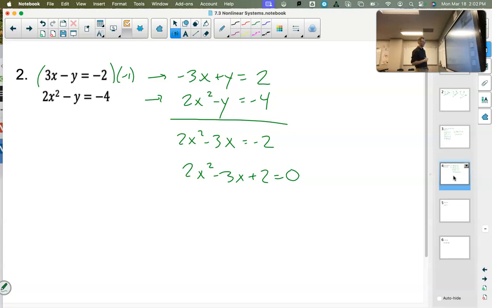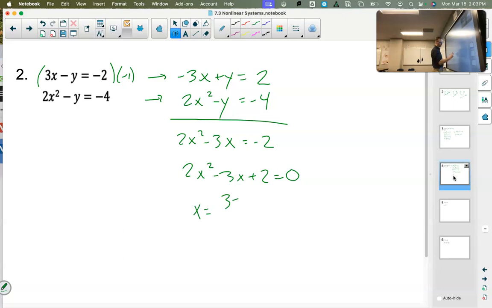And does that factor? 2x, x, 2 and a 1, minus 4 and a plus 1, but that would be a -2. That doesn't factor, does it? So I have to head to my quadratic formula. We can still do that.